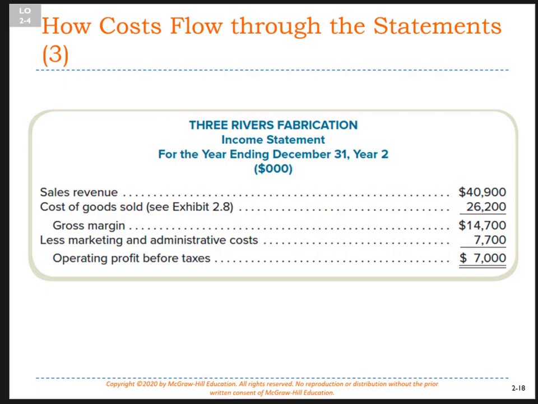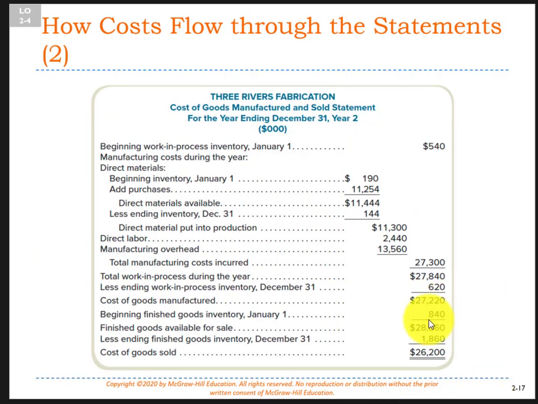All right, so that is how they flow through the statements. That's how it ends up on the income statement, and how you get from the balance sheet. So if we go back to here, these ending finished goods, this ending work in process, all right, this ending raw materials, that's what is going to go on the balance sheet as inventory, those three numbers. That's how it's related, okay?